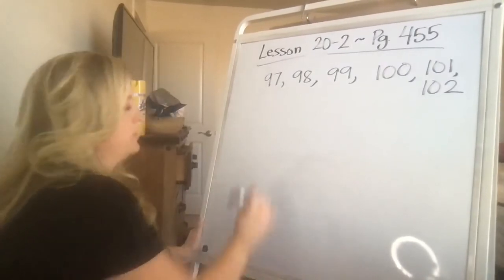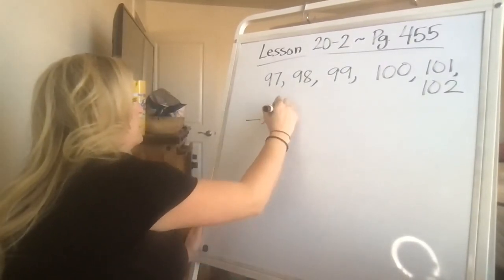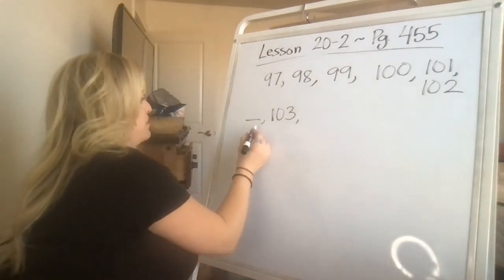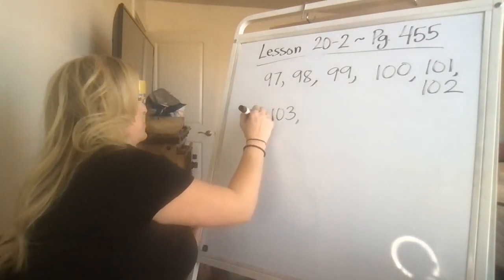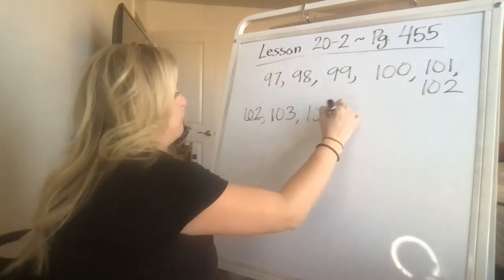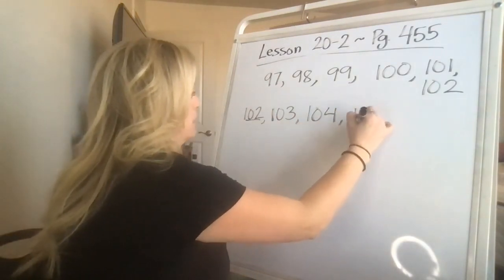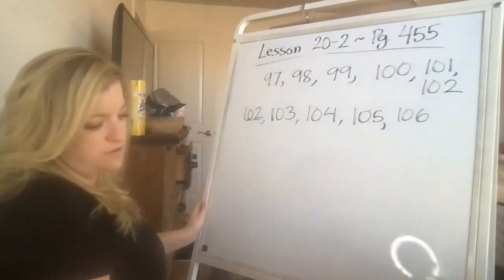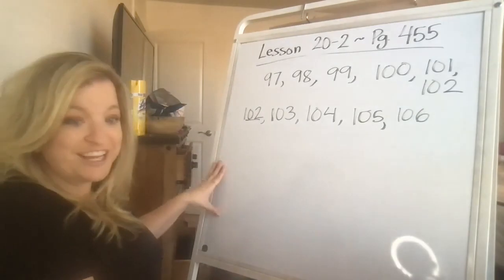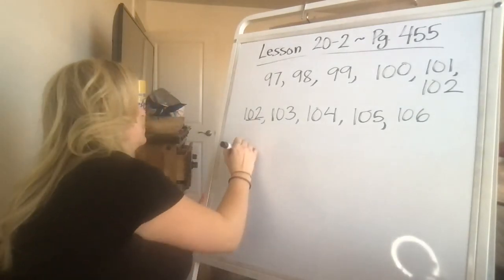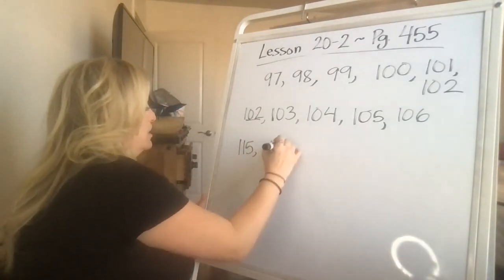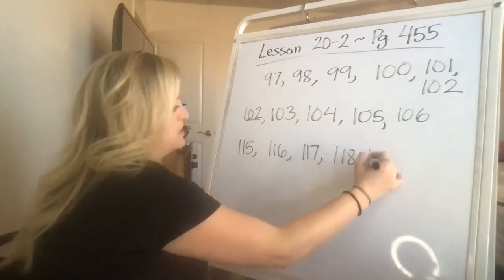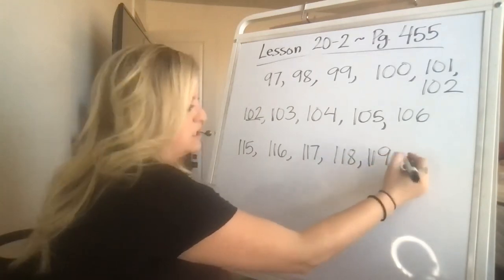Next line says count by ones, blank, 103. So 103, what comes before that is 102, 104, 105, 106. Last one, friends, it says count by ones, 115, 116, 117, 118, 119.